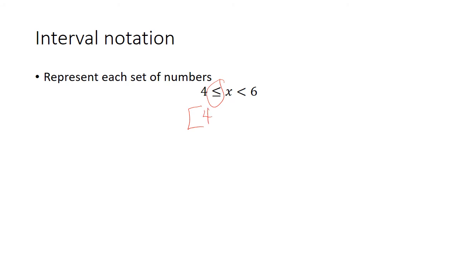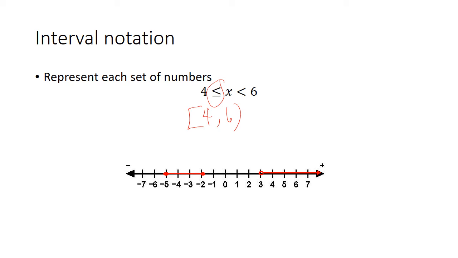We're going to include the 4. The 6 does not have an equal to, it is not included, it is excluded. So we would put comma, 6, and then the parentheses to close it. So you can combine the two types of notations.